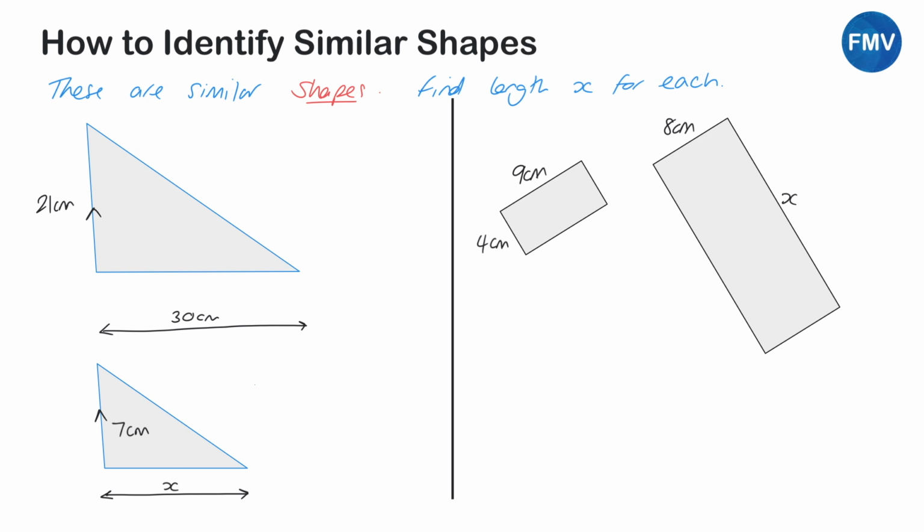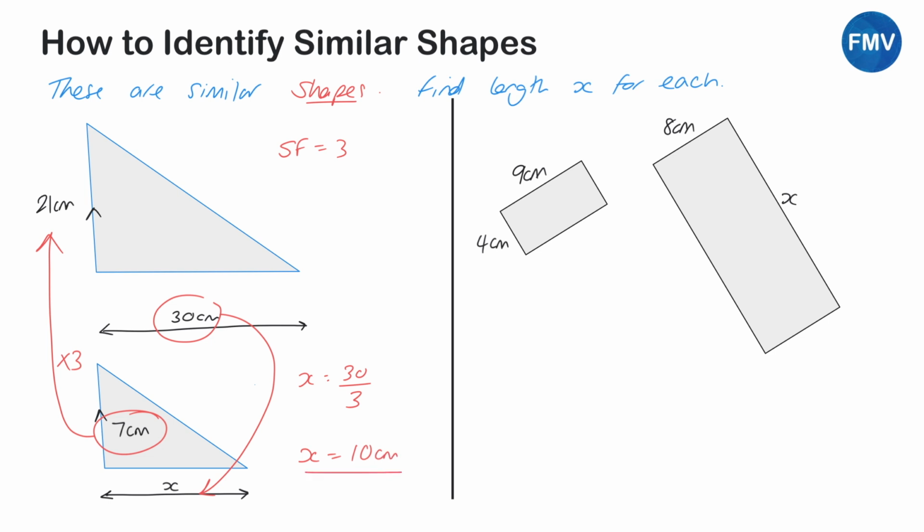So now we can see corresponding length is 7 and it goes to 21. Well, 7 times 3 is 21, so our scale factor is equal to 3. So if we're going from the larger triangle to the smaller one to find the value of x, we are dividing by 3. So x is equal to 30 divided by 3. x is equal to 10 centimeters. So there you go, you found length x.